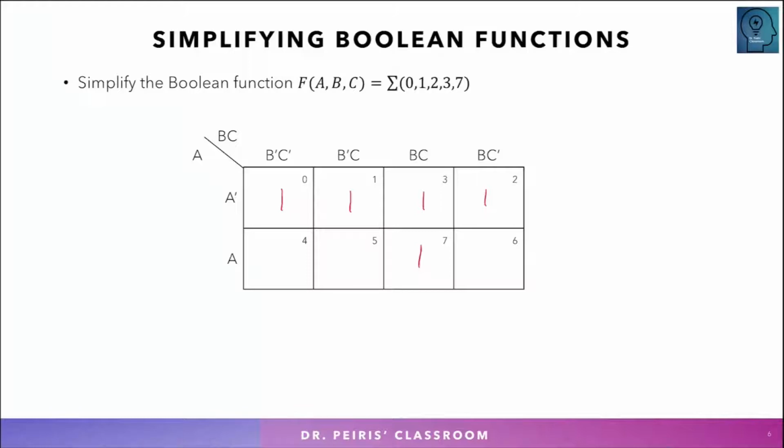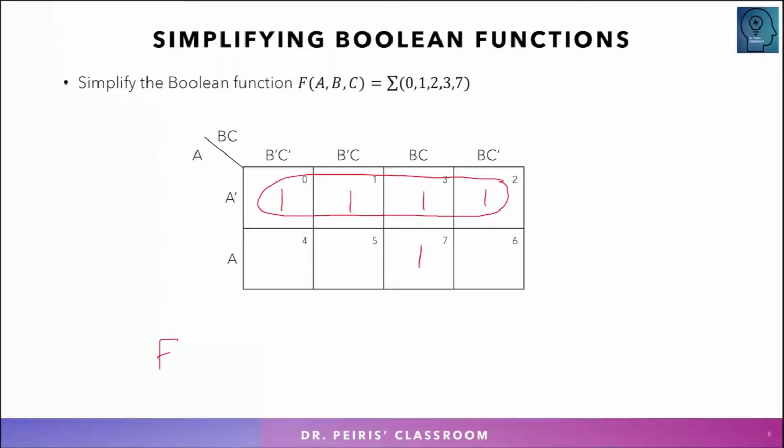Now if we look at this, you can see that the entire first row has ones, which means we can make a larger group in that row because it has 4 ones, which is a power of 2. So we can combine these 4 together to make a single group. If we can make these groups of 4, you must do that first. Always be looking for the largest number of ones in a group. Now what does that group represent?